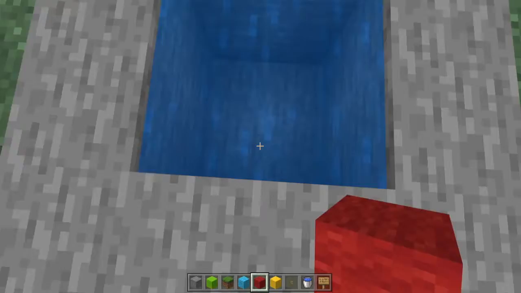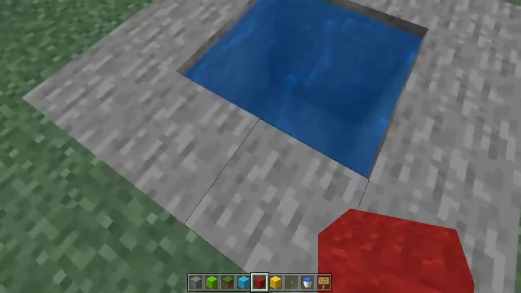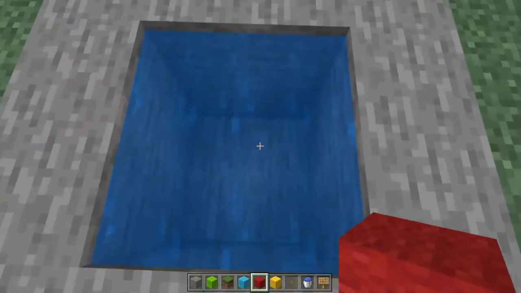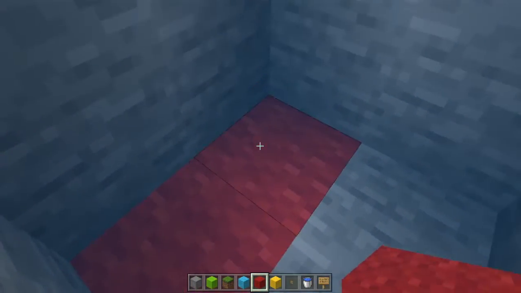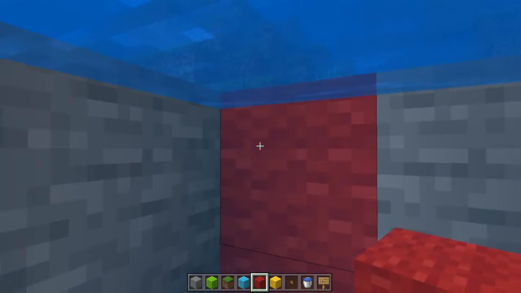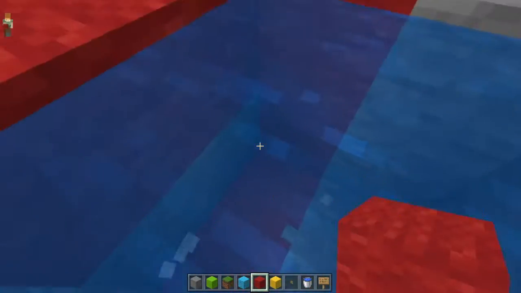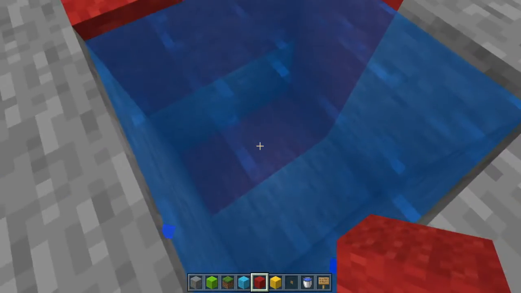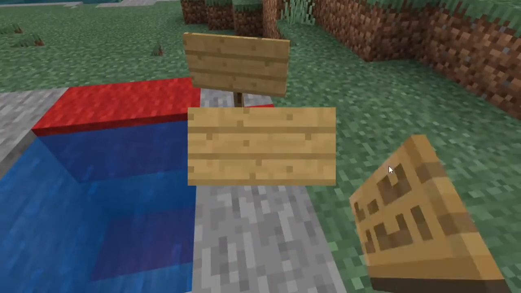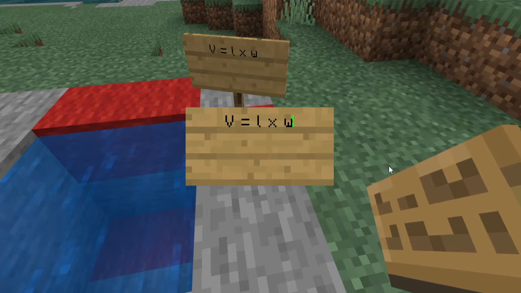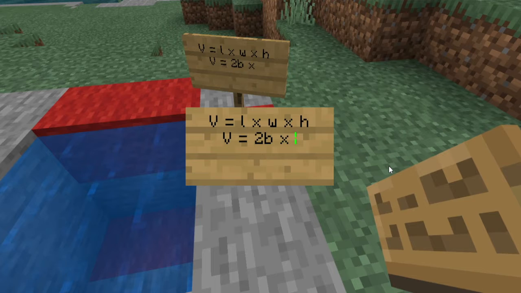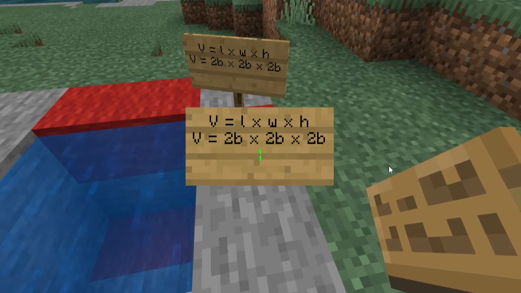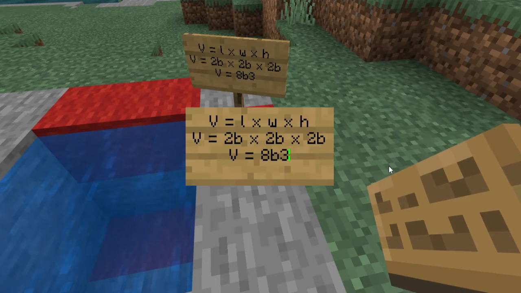Here, let's look at this example. I have a bunch of water, and we're going to look at the space that a shape contains. So as you can see on the bottom, we got a width of 2, we got a height of 2, and the length is also 2 as well. And let's pop this into our formula. Volume is length times width times height. Volume equals 2 blocks times 2 blocks times 2 blocks. 2 times 2 is 4, 4 times 2 is 8, so it's 8 cubic blocks.